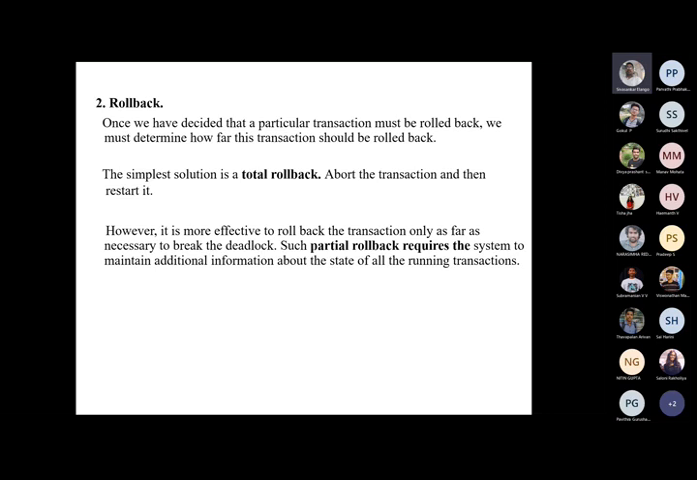The simplest solution is a total rollback. You are going to abort the transaction and then restart it. However, it is more effective to roll back the transaction only as far as necessary to break the deadlock. Such partial rollback requires the system to maintain additional information about the state of all the running transactions. So you'll be able to perform either complete rollback or partial rollback of a particular transaction once you select a victim.